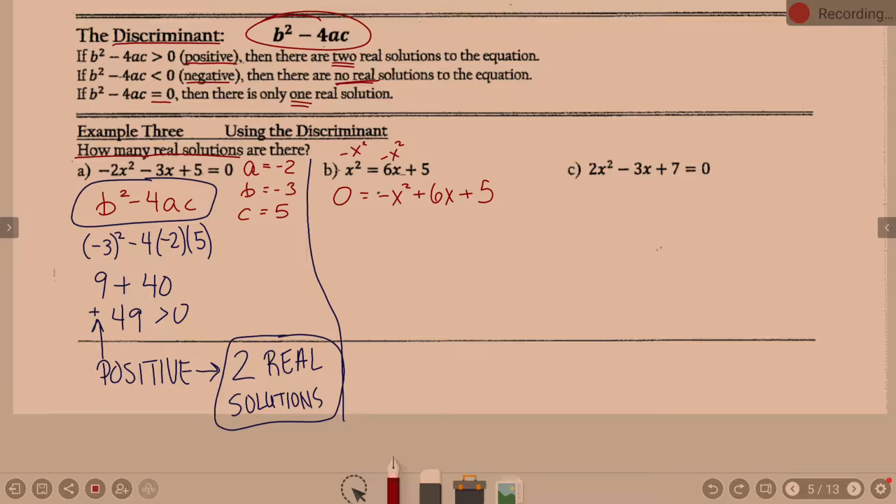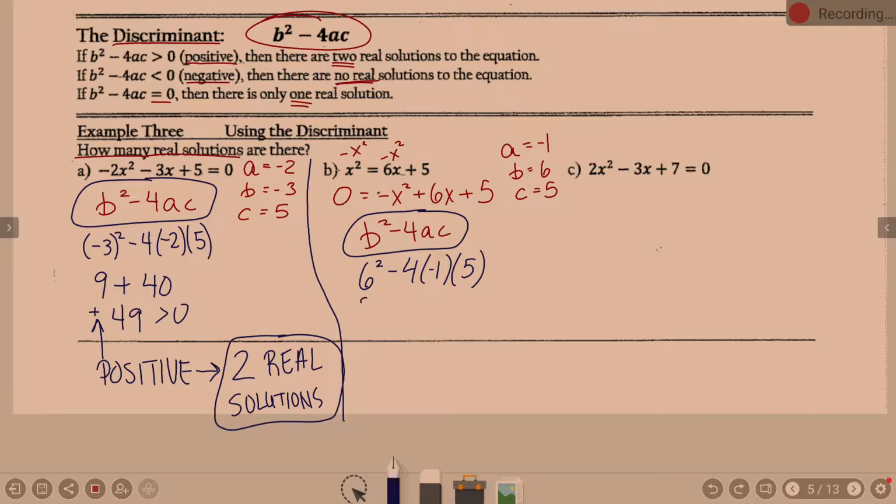ABCs? A is negative 1. B is 6. C is 5. Okay? And so now we're going to use b squared minus 4ac. So b squared, 6 squared, minus 4 times negative 1 times 5.